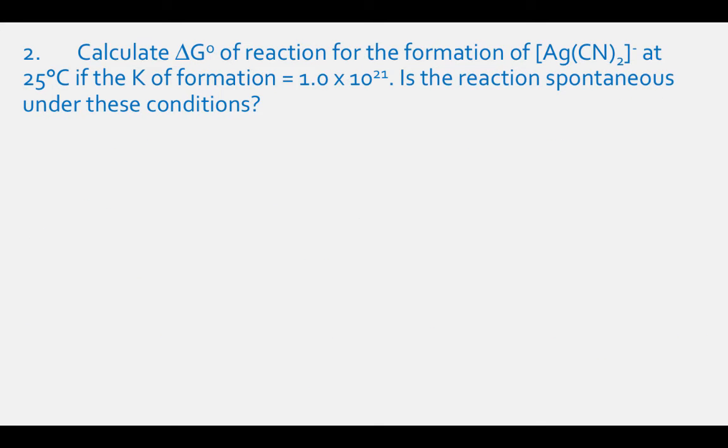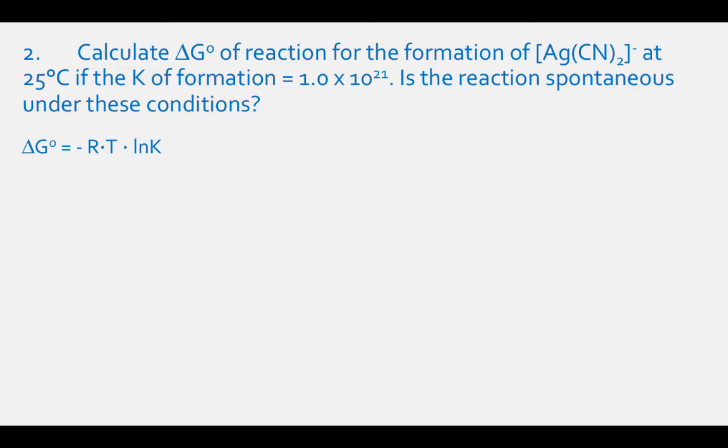2. Calculate standard delta G of reaction for the formation of Ag(CN)2 negative at 25 degrees Celsius if the K of the formation equals 1.0 times 10 to the 21st. Is the reaction spontaneous under these conditions? To calculate the standard delta G of the reaction given a K value, use the equation standard delta G equals negative gas constant times temperature times the natural log of the K value.